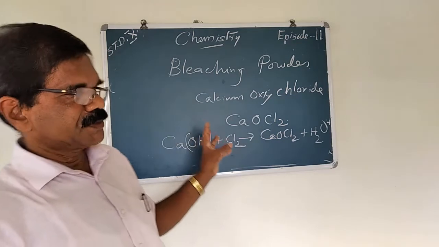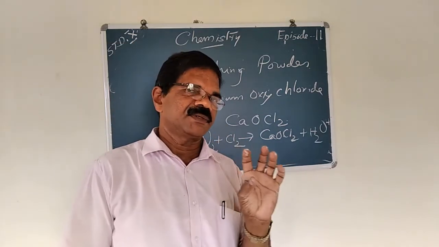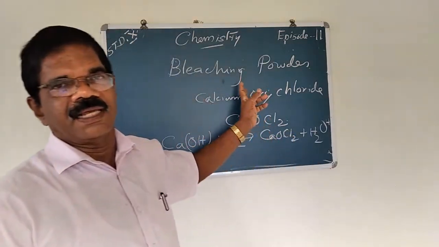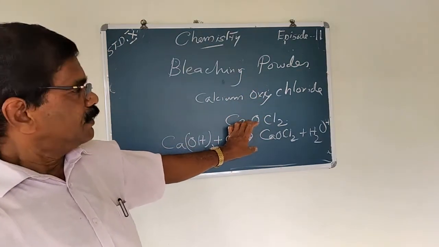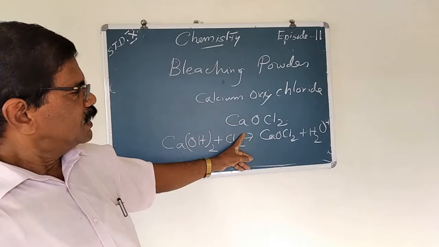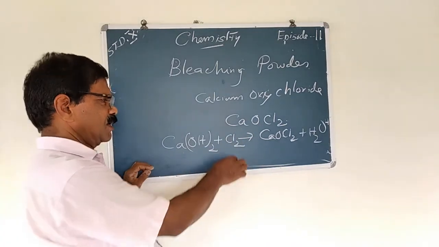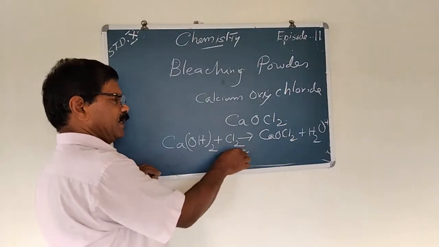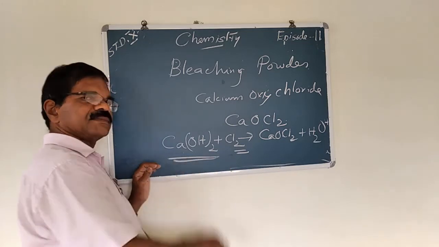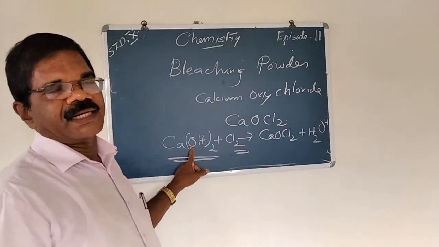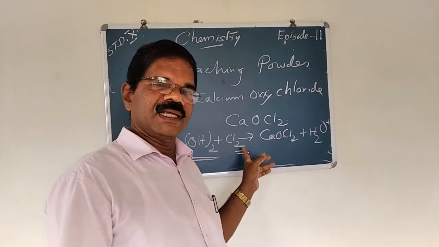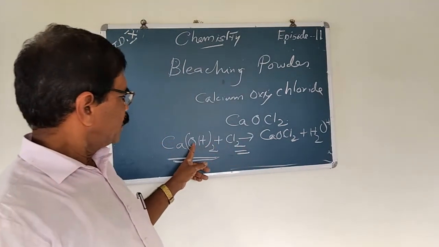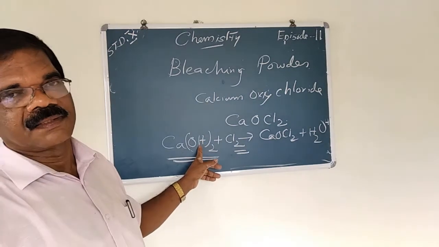Bleaching powder: you have to remember its chemical name, chemical formula, its production, and the main uses. How is it produced? It is produced by the reaction between chlorine and slaked lime. Slaked lime we have already studied in the previous classes. Calcium hydroxide, Ca(OH)2, is a weak base.